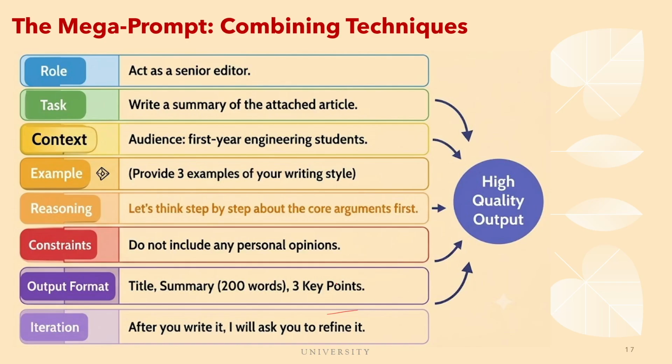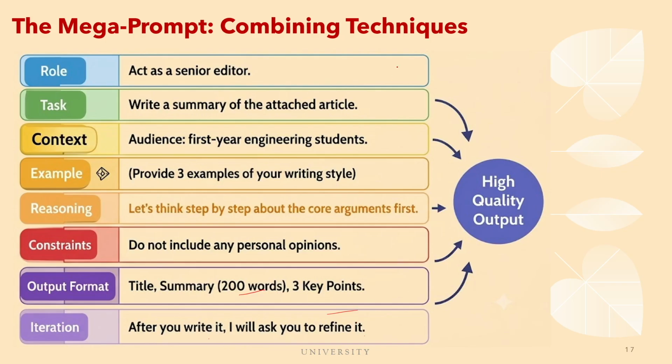Now, how do we combine all these techniques? If you check this example of writing a document: Act as a senior editor. So, the role is a senior editor. Write a summary of the attached article. The audience is first year engineering students. Provide 3 examples of your writing style. Let us think step by step about the core argument. Do not include any personal opinions. Title and summary should be only 3 points with 200 words, and after writing it I will ask you to refine it.